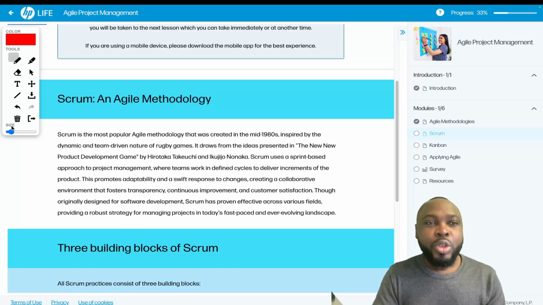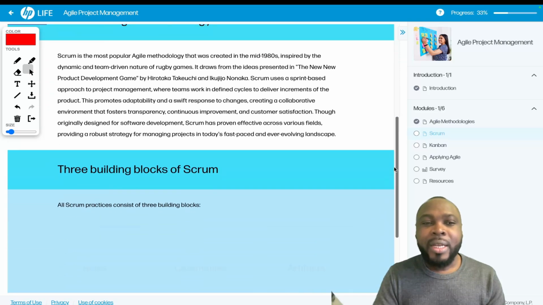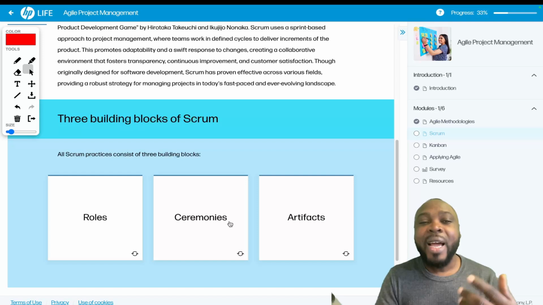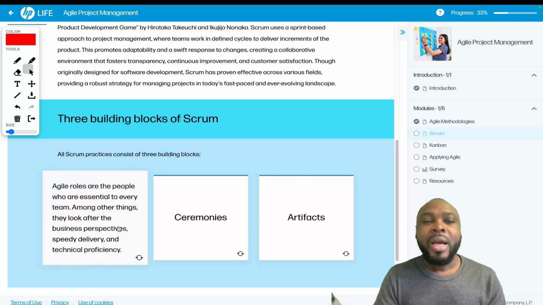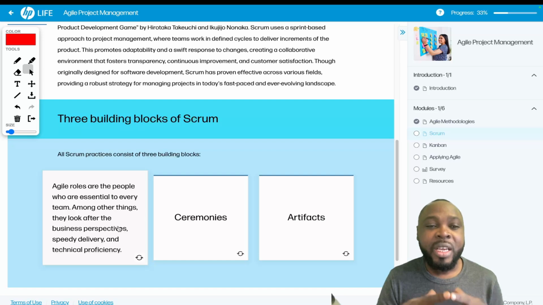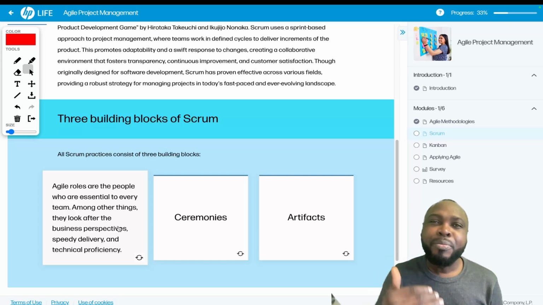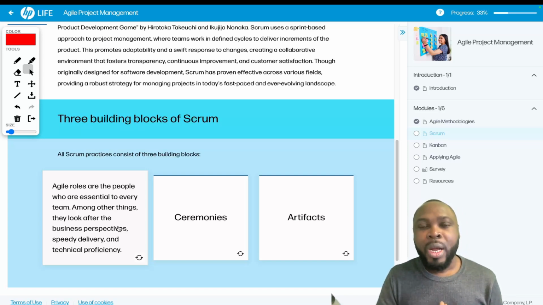So there are 3 building blocks to the agile framework, and these are the roles, the ceremonies, and the artifacts. The roles in agile are the people who are essential to every team. Among other things, they look after the business perspectives, speed of delivery, and technical proficiency. So the roles are the people, what the people do. Each person in the Scrum team has a role, and they do this in order to carry out the ceremonies with the artifacts, that's the information that is being provided.